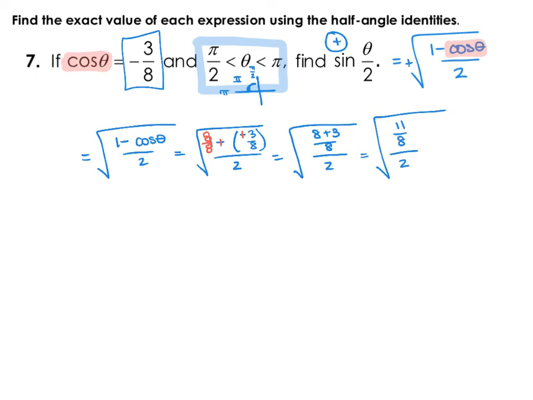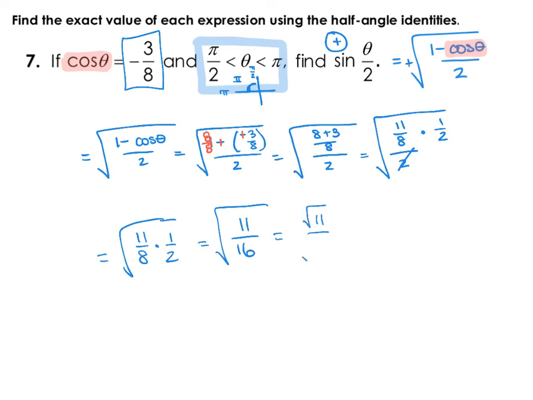Just like we did on the last one, instead of having divided by 2, I'm going to turn that to times 1/2. So now I have the square root of 11 over 8 times 1/2, which is the same as the square root of 11 over 16. When I have a fraction under a radical, I'm going to give it to the numerator, and I'll apply it to the denominator as well. So I have the square root of 11 over 4. And that's my final answer.